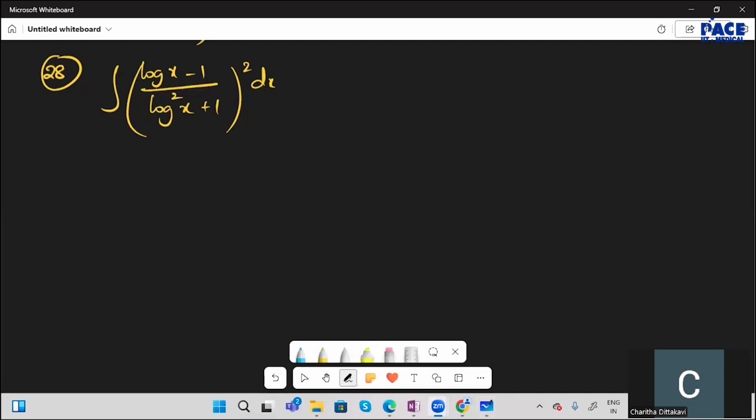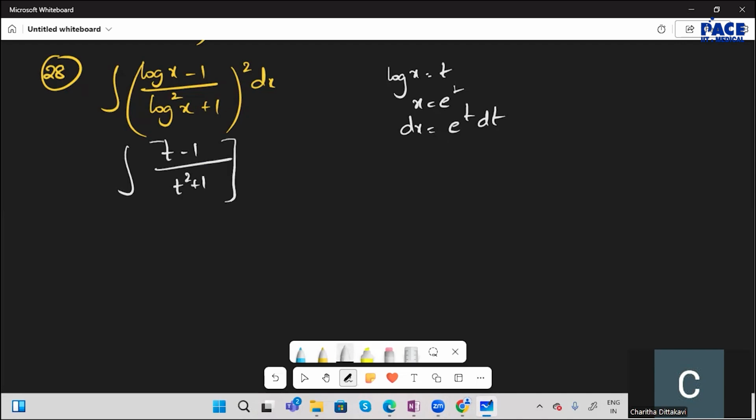Right. Now, what has to be done here for such questions? The thought is, let us start with log x equal to t, which means x equal to e power t. Obviously dx equal to e power t dt, so this part will be replaced. Now the integral becomes (t minus 1) by (t square plus 1) the whole square, times e power t dt.